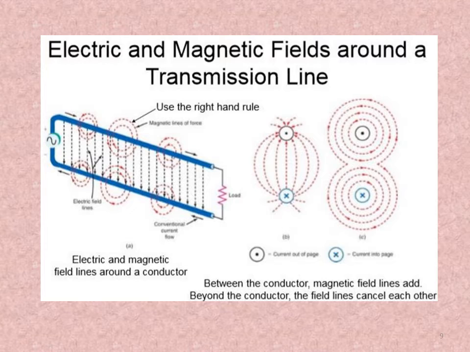So it will be like a circular loop, and the magnetic field will be at 90 degrees to the electric field. That is, the magnetic field and the electric field will be orthogonal to each other, right?